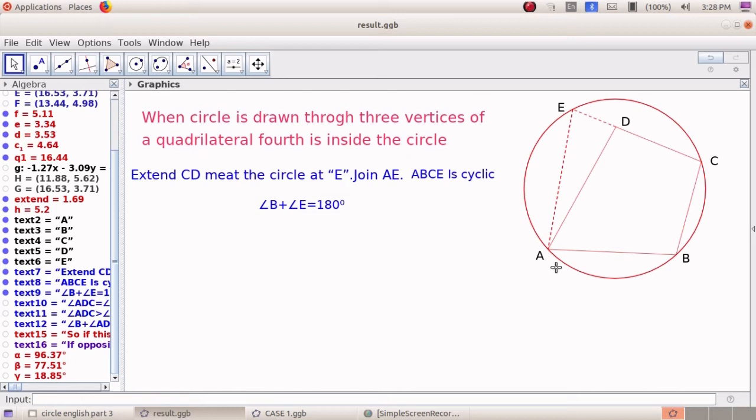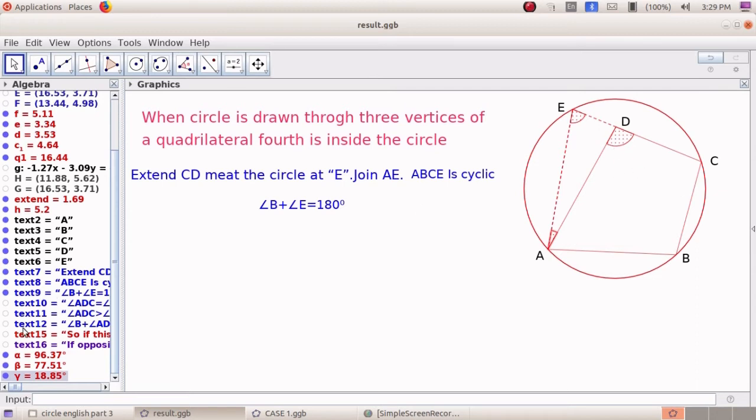Now see the triangle ADC. Angle ADC is its exterior angle. That exterior angle will be equal to the sum of the two remote interior angles. When those two smaller angles are added, their measure will be equal to this one. Let us write that one.